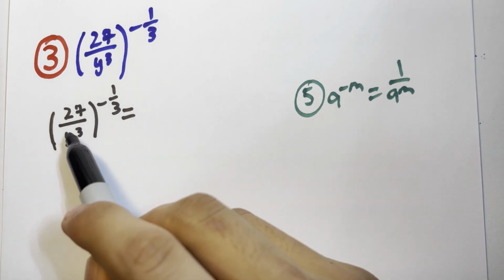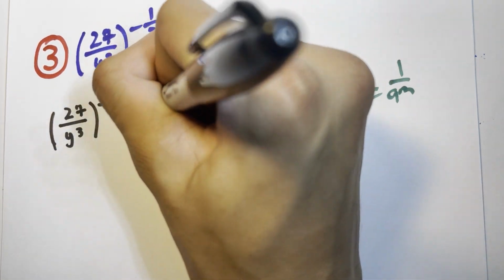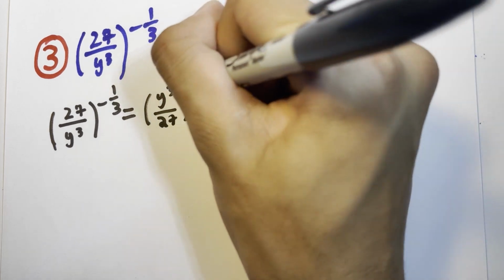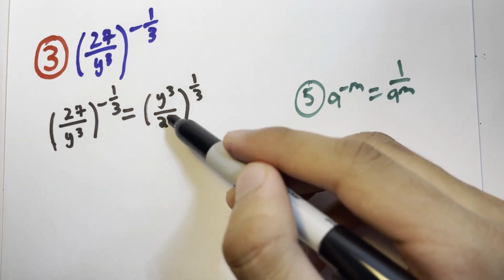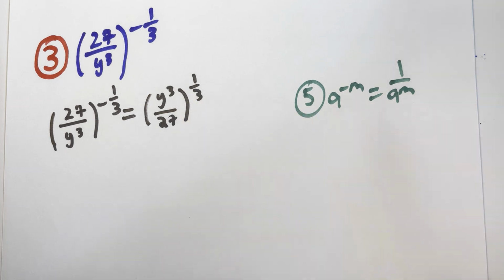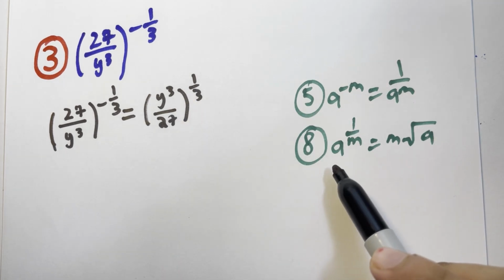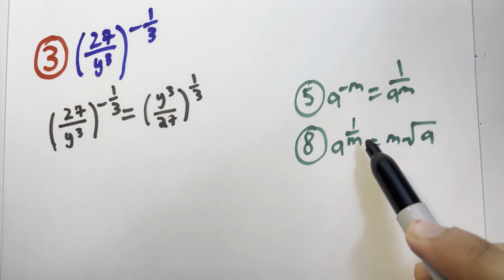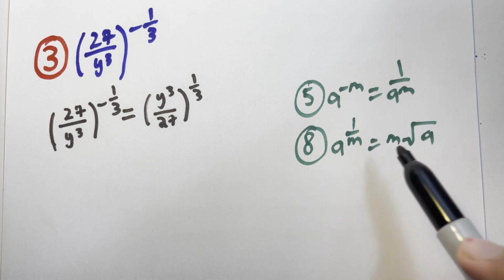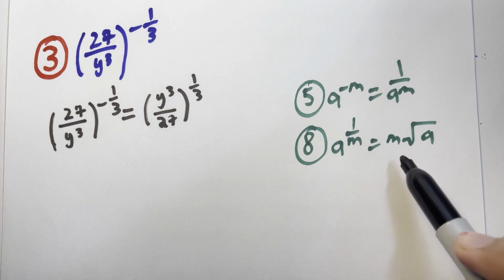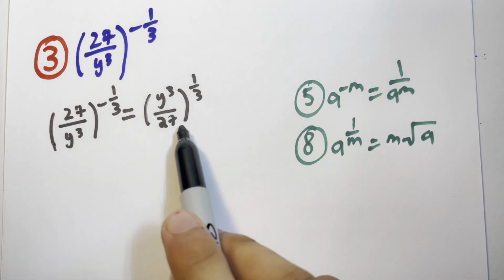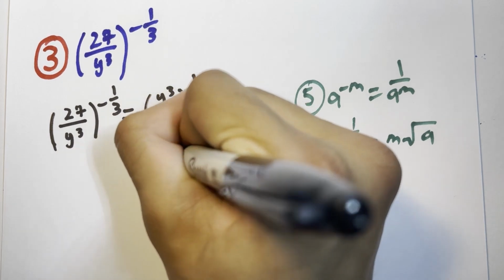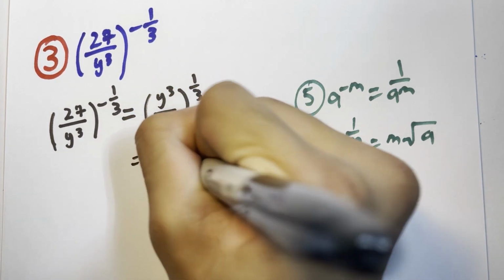So here, because it's a fraction, we'd rewrite this as y cubed over 27 to the power of 1/3. Since we've taken the reciprocal of this fraction, we can get rid of the negative exponent. Next, thinking about rule 8, when you're raising a base to the exponent in the form 1 over m, where m is in the denominator, you can rewrite that as the mth root of that base a. So here, we can rewrite this as the cube root of y cubed over 27.